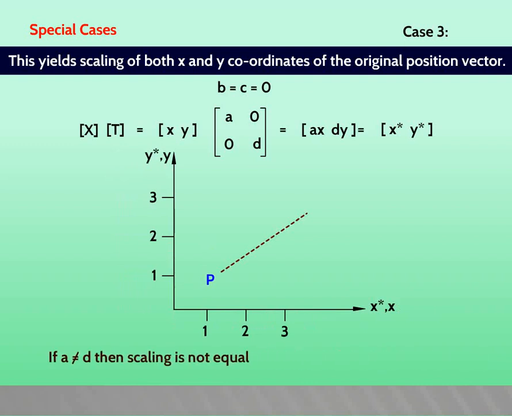If A not equal to D, then scaling is not equal. If A is equal to D greater than 1, then pure enlargement or scaling of coordinates of P occurs. If 0 lesser than A is equal to D lesser than 1, then compression of the coordinates of P occurs.